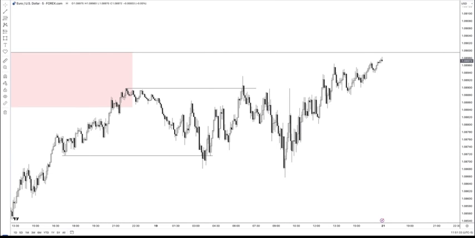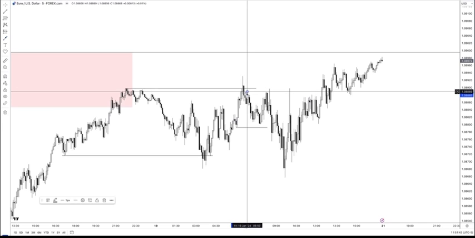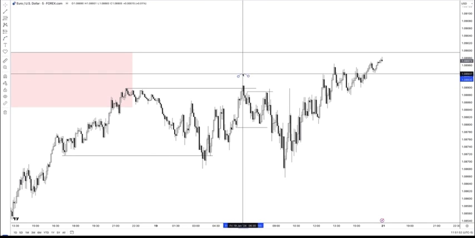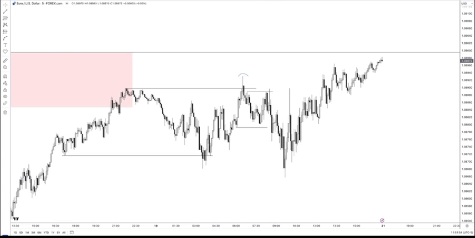The market trickles down after taking out the Asia high. Coming into New York open, we get a big spike up, grabbing all that liquidity, taking out the inducement high, and mitigating the liquidity block, just like this.